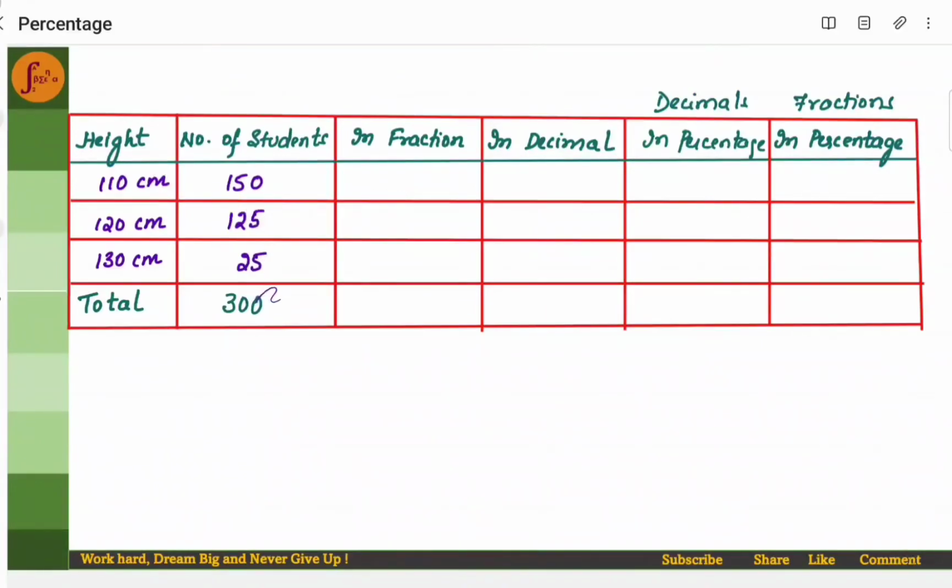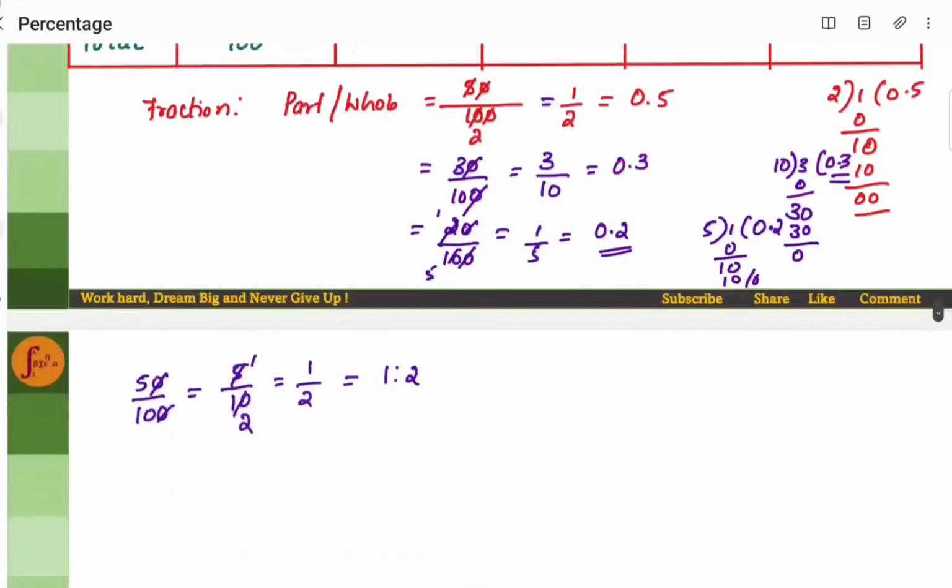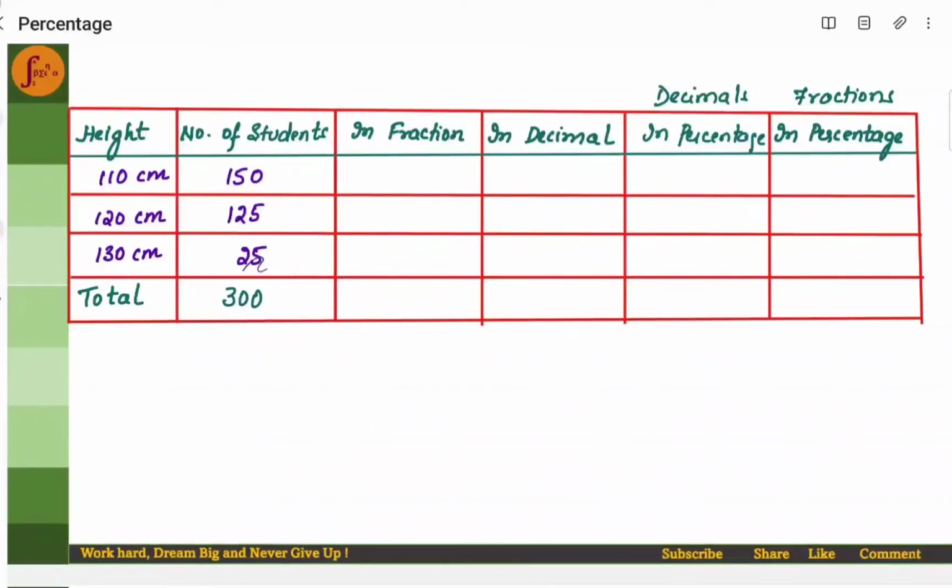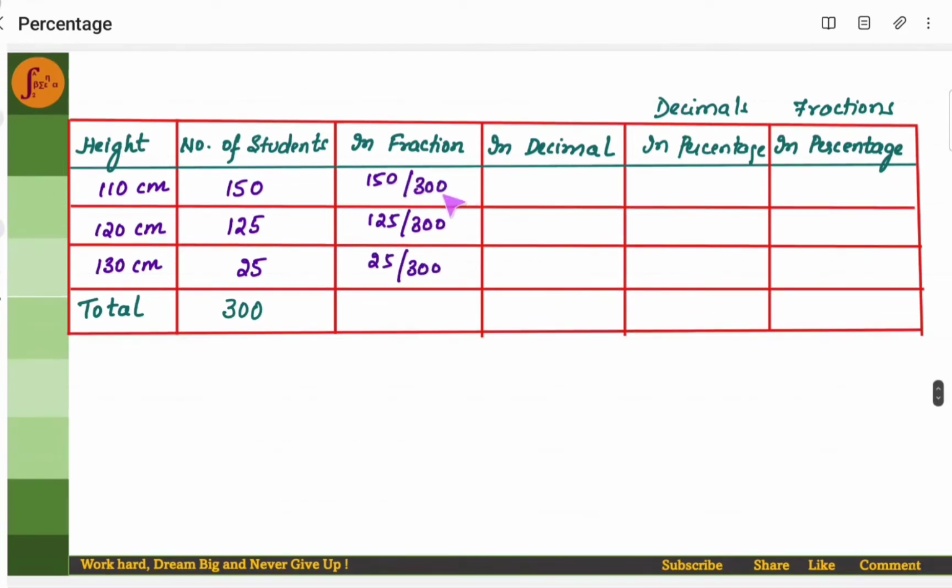Here the total is 300. Earlier the total was 100, right? Now I've taken an example where the total is 300. So what will happen? If I have to write this in fraction, I'll write 150 out of 300. This will be 125 out of 300. This will be 25 out of 300. I can further simplify this, right?